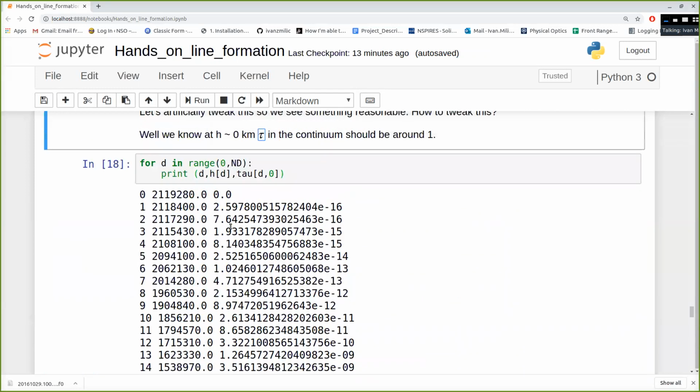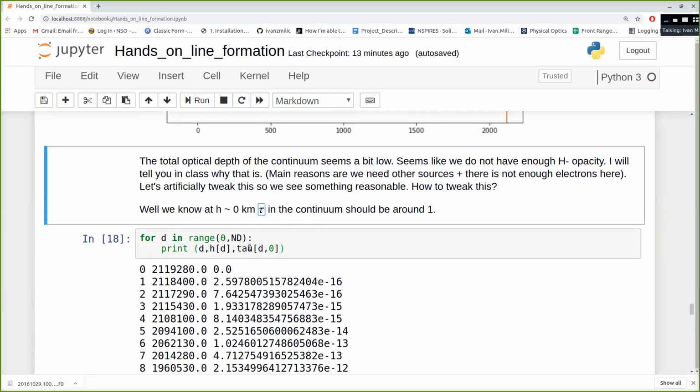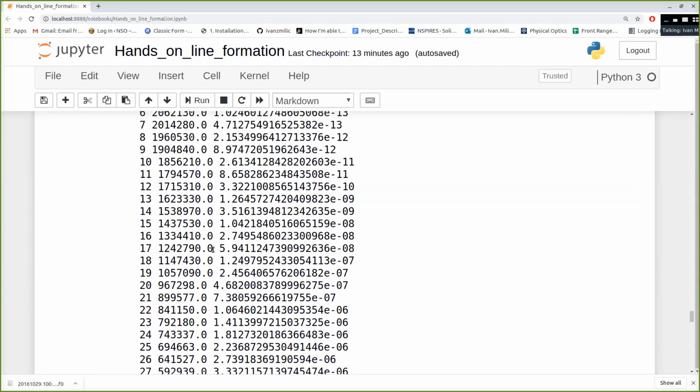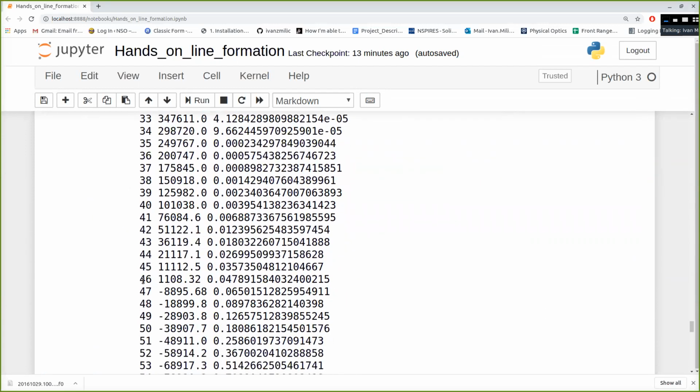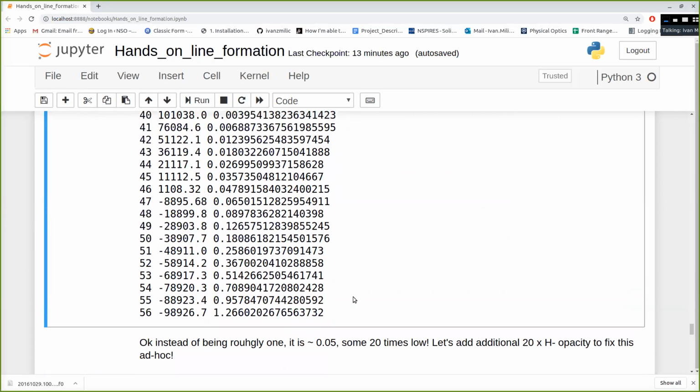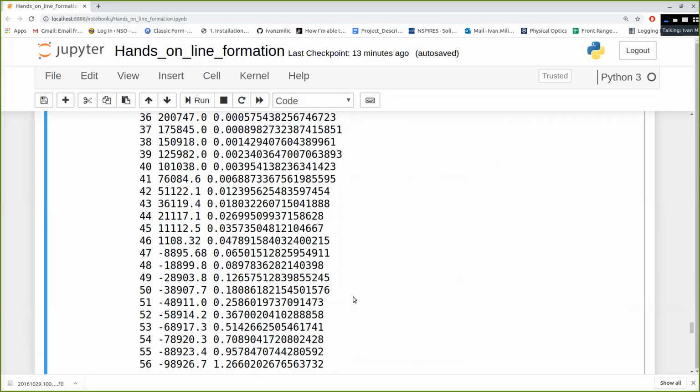So basically I plot the heights and optical depths for each point in the atmosphere, and I see that roughly at 0, which is somewhere around here, I still have a factor of 20 of opacity missing. Does anybody have any ideas why is it so?